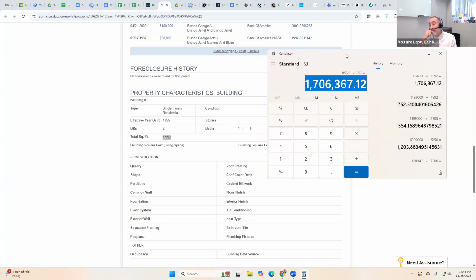It's going to cost in that neighborhood, it's going to run you at least, I would say, $150 a square foot. So now we got to figure out that 150 a square foot times 1992. So that's 300K. Then you subtract 300K from the potential value of 1,706,000. Now you're at 1.4 million.